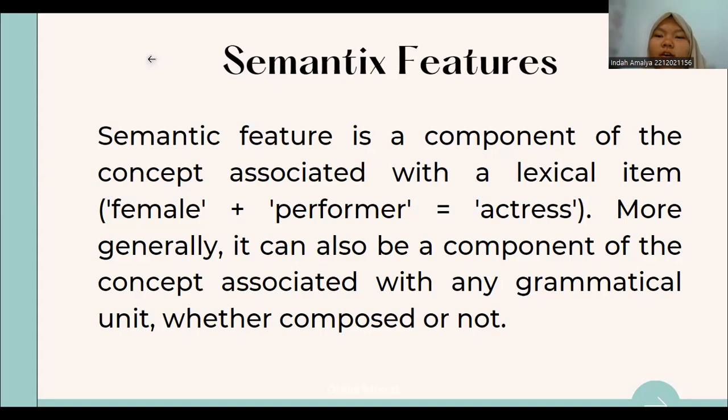Semantic features is a component of the concept associated with a lexical item. Female plus performer is female performer, and female performer is an actress. More generally, it can also be a component of the concept associated with any grammatical unit, whether corpus or not.